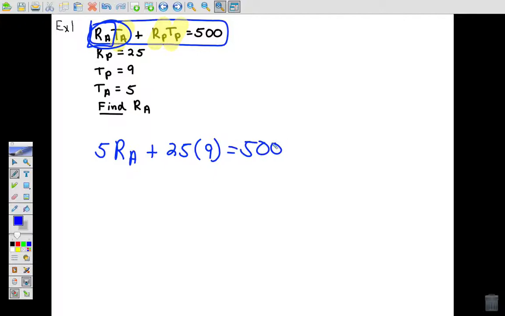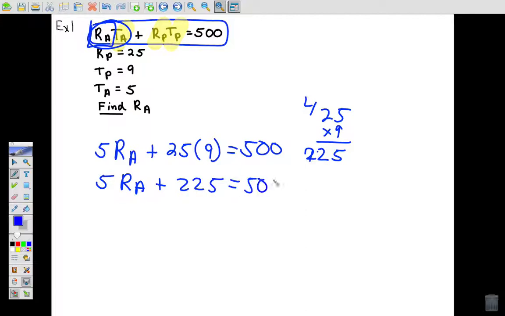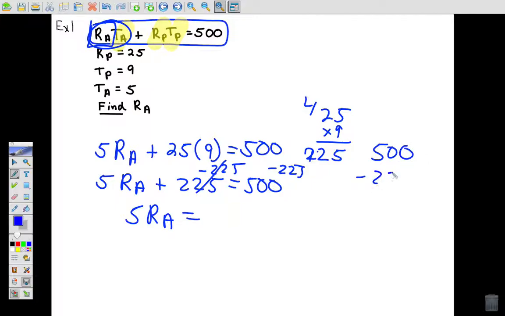Now I've been able to substitute these values in, so that now we have an equation where we only have one unknown variable, and I can solve for that. So we have 5 RA plus 25 times the 9, we get 225 equals 500. Now simply solve it. Since they're adding 225, subtract 225. And then take your 500 minus 225.